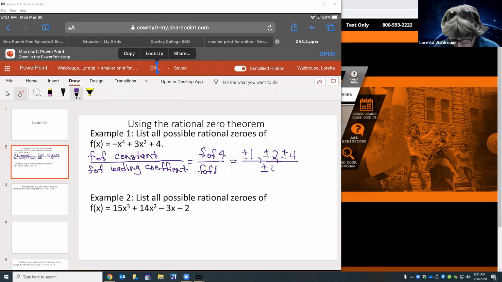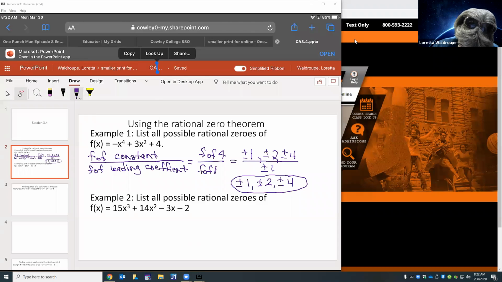And then you do your division. So 1 divided by 1 is 1, 2 divided by 1 is 2, and 4 divided by 1 is 4. So there's your possible zeros of this function. So instead of looking at negative infinity to infinity, we have 6 numbers to consider when we look at what are our possible zeros. Okay, let's look at the next one.